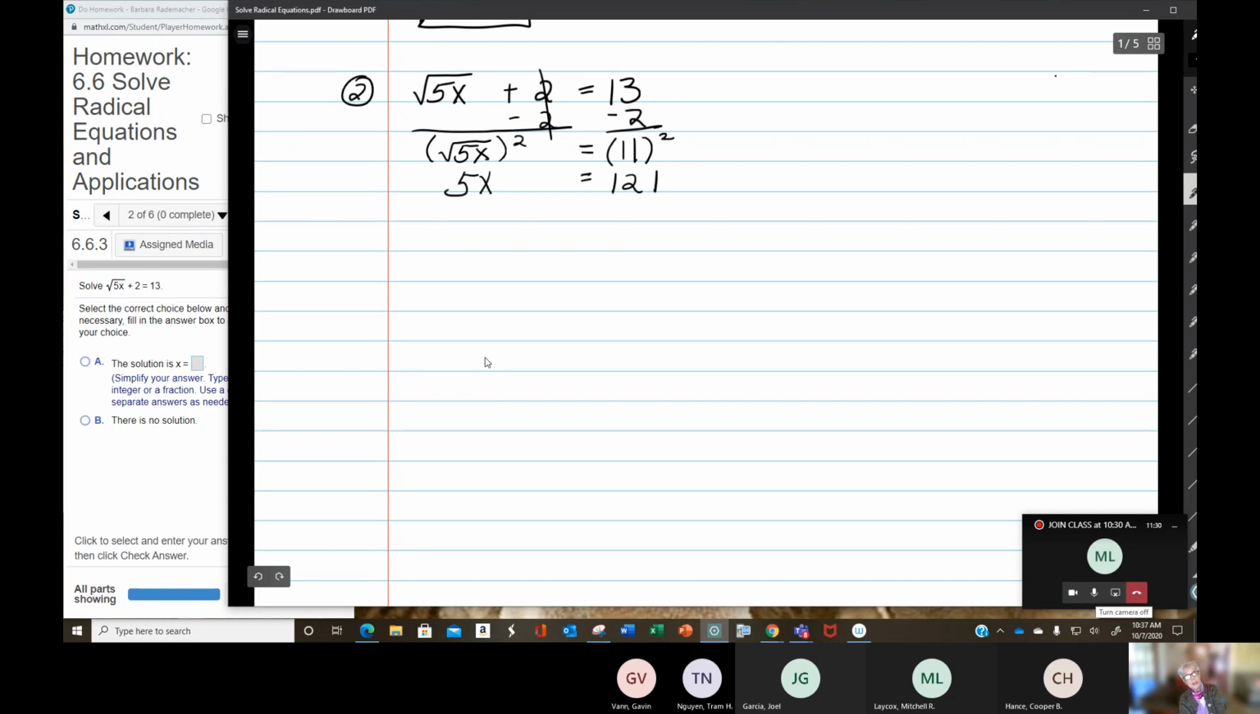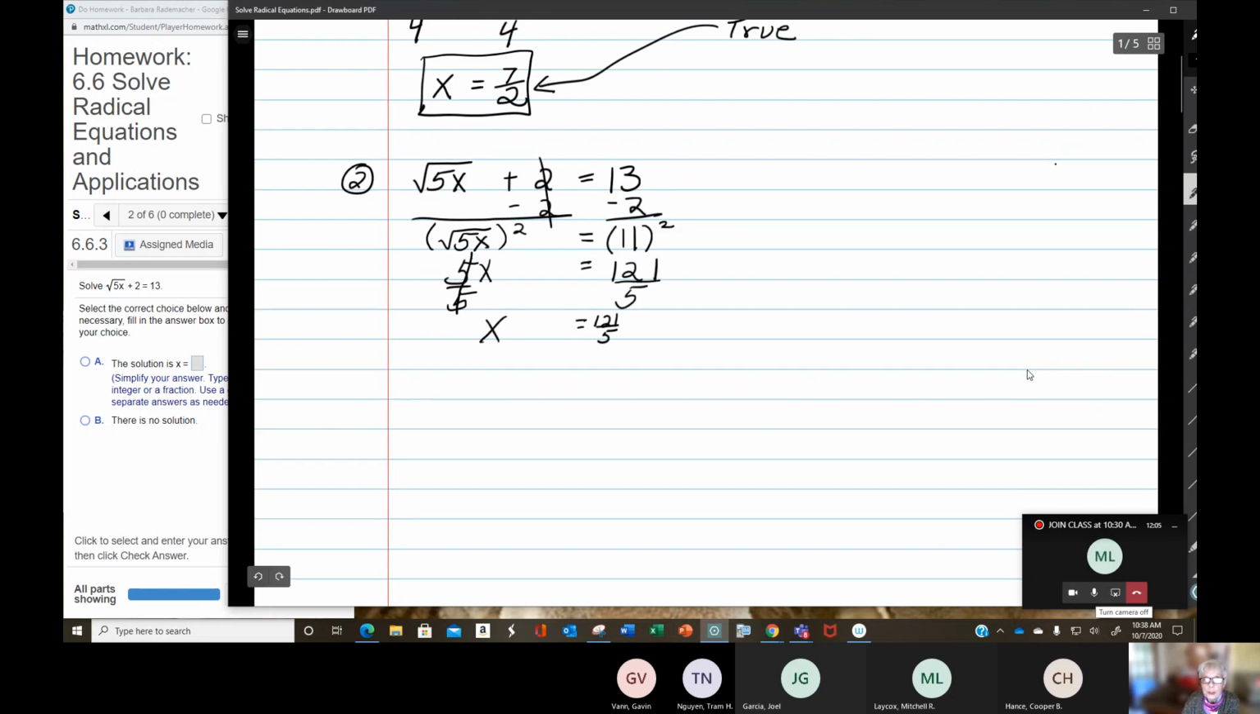Or you can put it in your calculator and find out. Now, this is 5x. I can solve for x just by dividing by 5 and dividing by 5. And if that is truly the solution, then I can substitute 121 over 5 and get the right answer. Okay, just making sure.